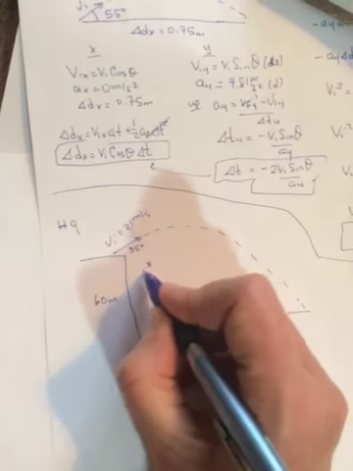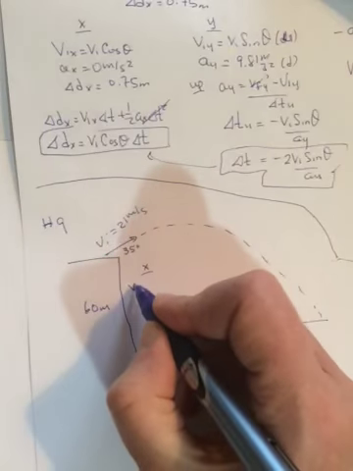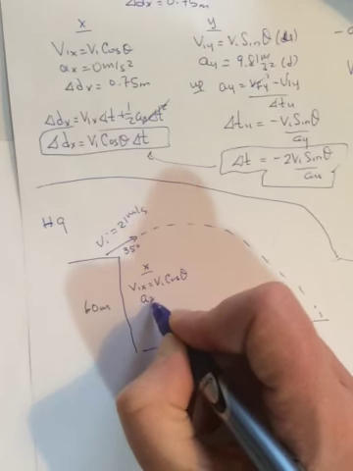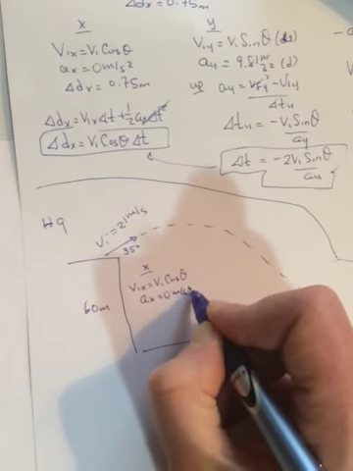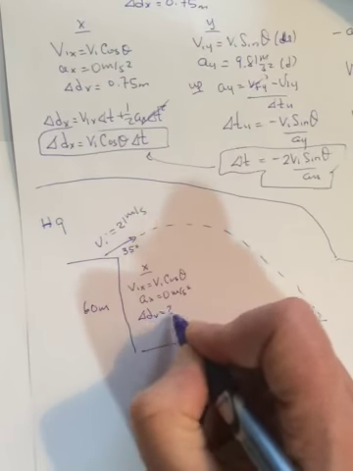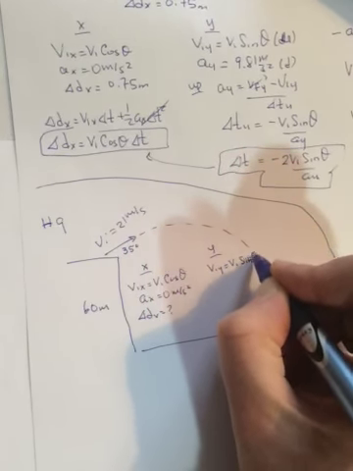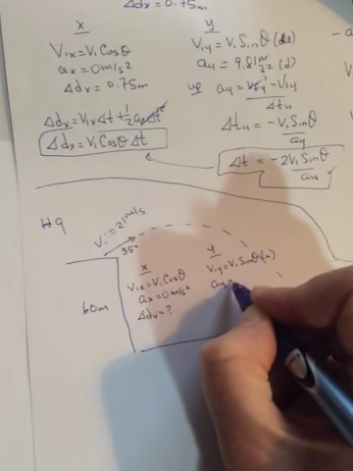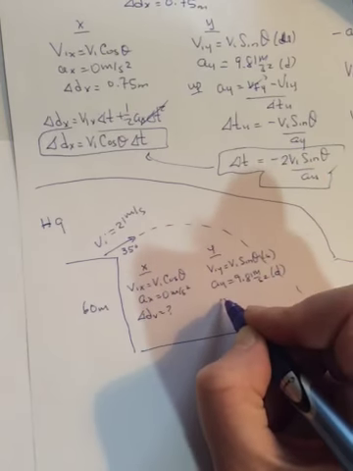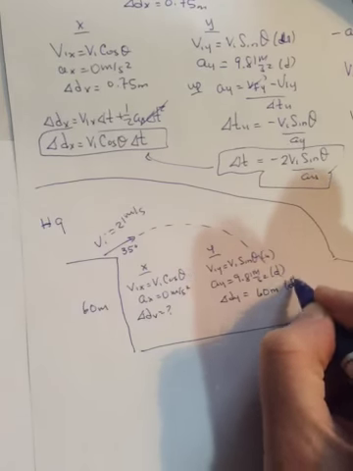Okay, so in the x direction, we have VIX is Vi cos theta, AX is 0, and it asks you how far from the base of the cliff, so you're looking for delta dx. In the y direction, VIY is Vi sine theta, up, AY is 9.81 meters per second squared, down, and delta dy is 60 meters, and it's down.